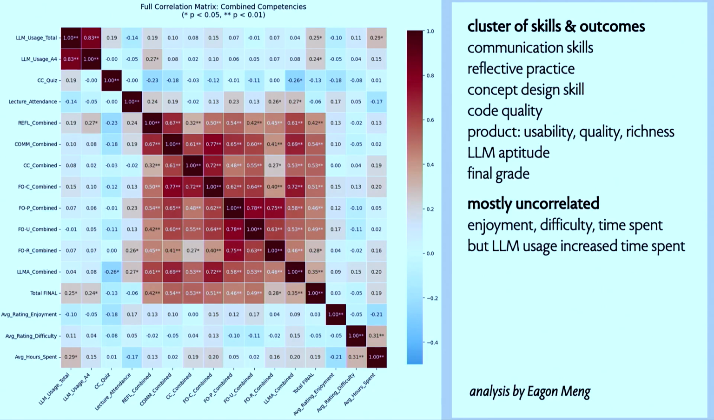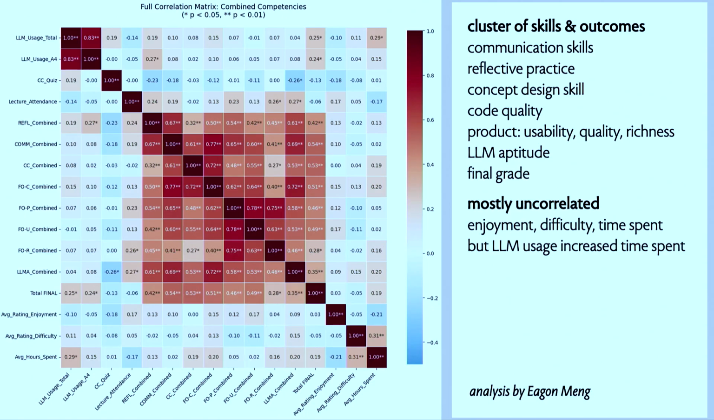The double star means very statistically significant. The single star means statistically significant. And I don't have time, because I'm sure you want me to stop, to explain really a lot of what's going on here, but I want to point out two things, basically. The first is that there are a cluster of skills and outcomes that seem to be very strongly correlated. They are your communication skills, your ability to have basically reflective practice, your concept design skills, your code quality, the quality of your product, your LLM aptitude, and your final grade.